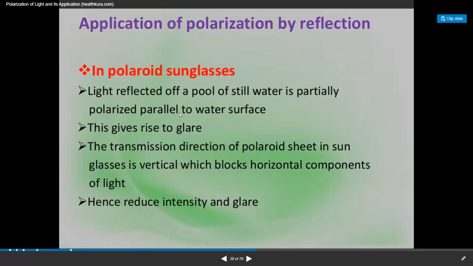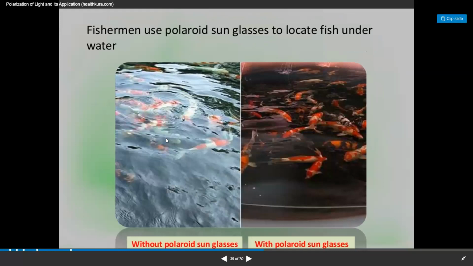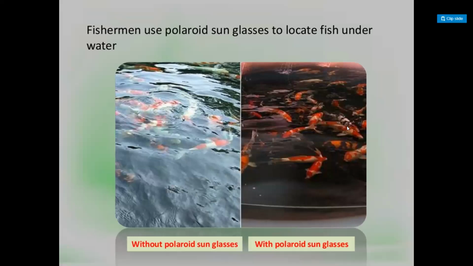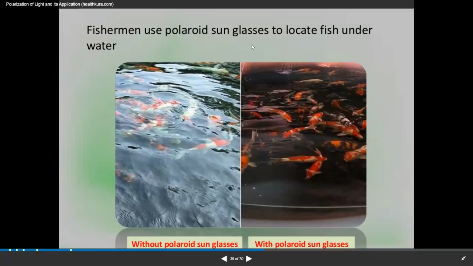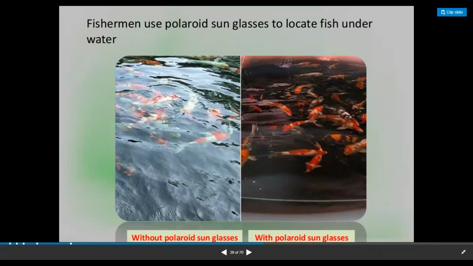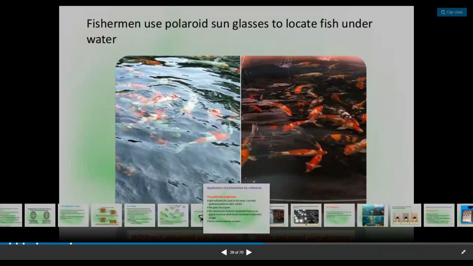So, polarized sunglasses. This is a very important application. This is the picture without polarized sunglasses. When a fisherman uses polarized sunglasses, the picture is like that, so he can easily observe the location of the fish under the water. That is one of the applications of polarized sunglasses. It opposes the sunlight.